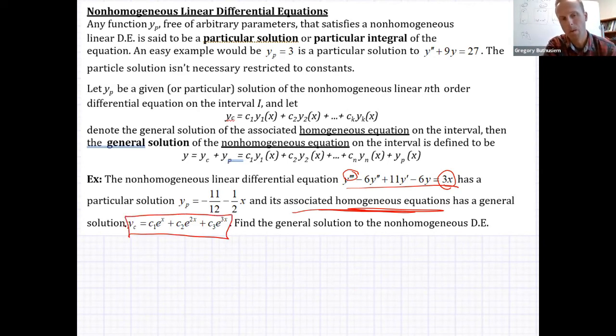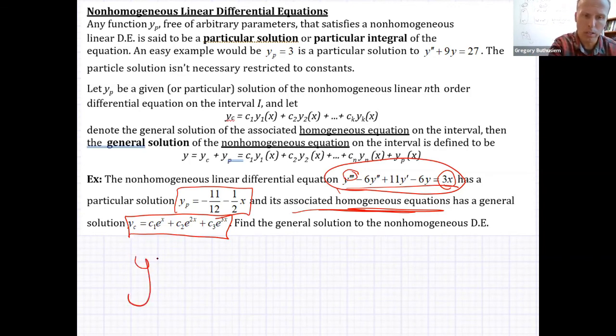Okay. Well, that's part of what I need to solve the non-homogeneous. Then let's say I knew how to find a particular solution, which is a solution that doesn't have any C's in it. And I somehow came up with this. And that was a solution to the non-homogeneous, to this one, the 3x one. Okay. So let's say I knew how to come up with these two pieces. Well, then the solution as a whole, the big solution to this non-homogeneous, would be both pieces added together.